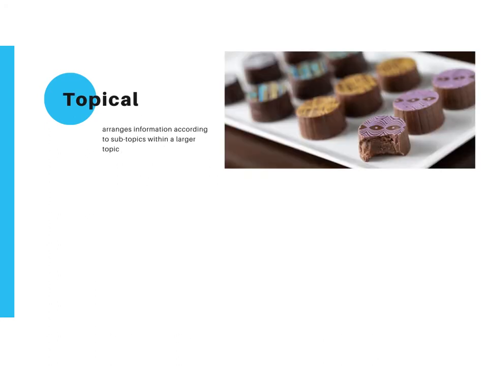Topical organization means that you're arranging information according to subtopics within a larger topic. This might be a good pattern to use if you feel as though you don't have one literacy moment or one education moment, but you have many moments that have led up to your whole. You can divide these moments into topics and have them be sort of distinct sections of your essay.